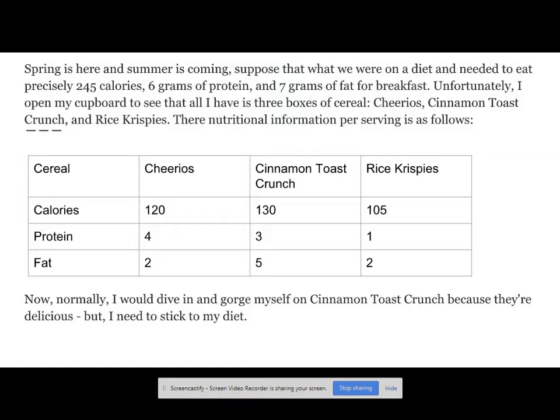To work with this, we do need to try and write some equations. So we've got 3 different variables, really. We've got the Cheerios, the Cinnamon Toast Crunch, and the Rice Krispies. We can vary how much of each one we want to have. We just need to have all the calories add up to 245, all the protein add up to 6, and all the fat add up to 7. So there I've got that 245, 6, and 7 for the calories, the protein, and the fat.